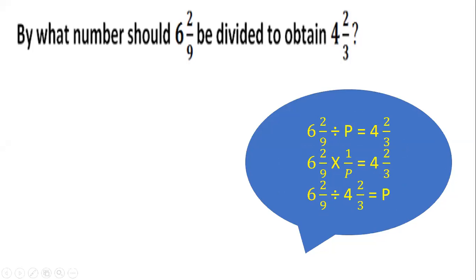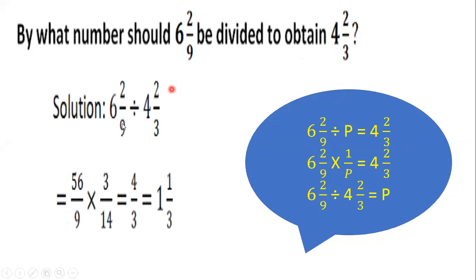Even if you don't want to do what I have done in this blue thing, and you have clearly understood that we have to divide, it means we will divide these two and we'll get the answer. You can do it directly. 9 6s are 54 plus 2 gives you 56 divided by 9. Okay. 3 4s are 12, 12 plus 2 gives us 14. 14 divided by 3. Division has been changed to multiplication, so we have found the reciprocal.